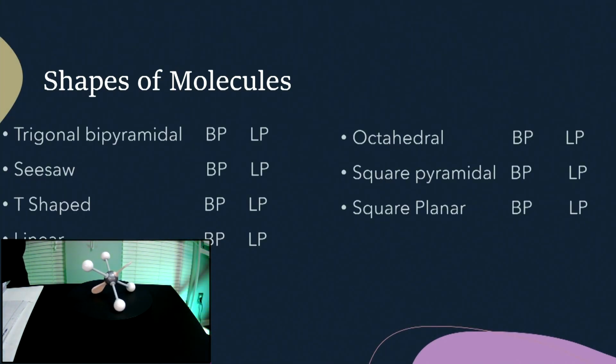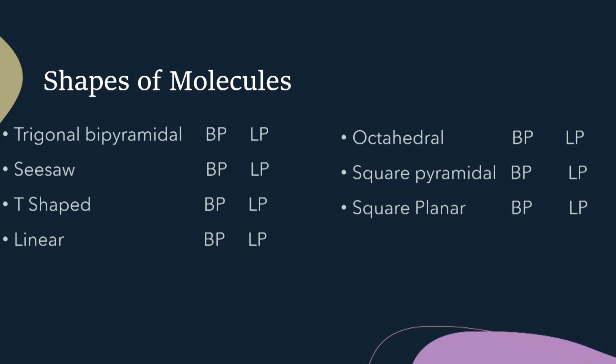So, shapes of molecules. Now that we have looked at the domains representing 5 and 6, let's go ahead and see if we can do a summary chart. So, trigonal bipyramidal is going to be 5 bonding pairs and 0 lone pairs. If it's seesaw, it's going to have 4 bonding and 1 lone pair. If it's T-shaped, it will have 3 and 2. If it's linear, it's going to have 2 bonding pairs and 3 lone pairs.